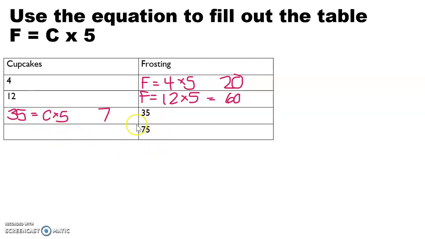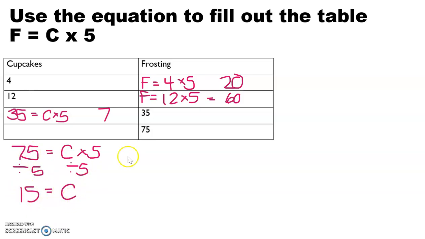The last one, I'm again told the amount of frosting. So I'm replacing F with 75, which is equal to C times 5, and I'm trying to identify what the value is for C that makes this true. With a larger number, if I'm not sure what times 5 will give me 75, I can solve this equation by using my inverse operation on both sides. If I divide 75 by 5, that will give me 15. So my value for C, if 75 is F, is 15.